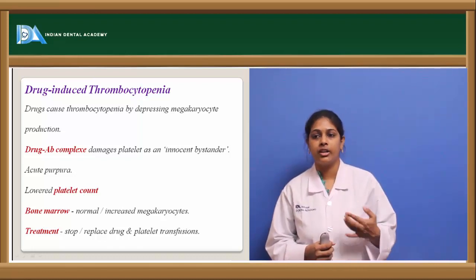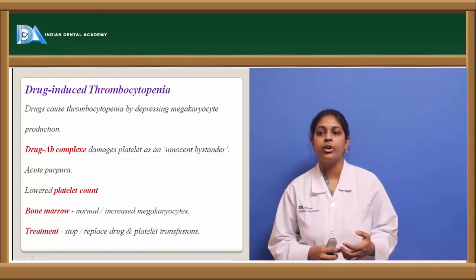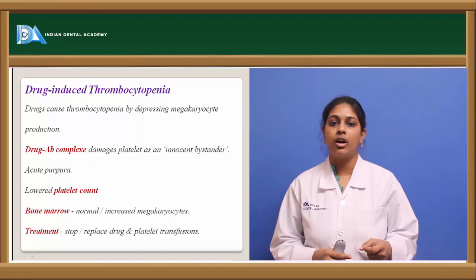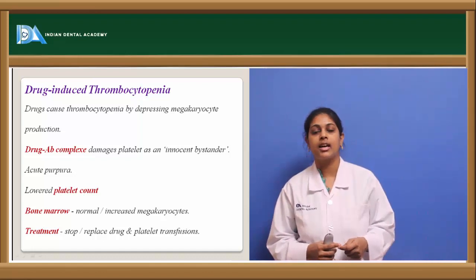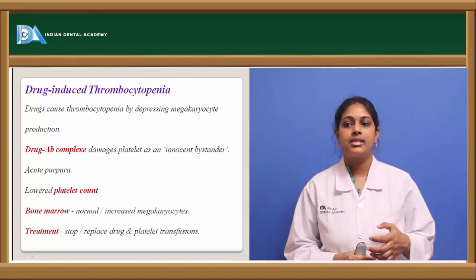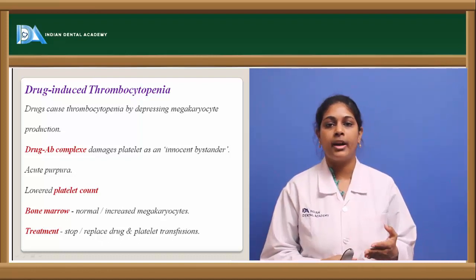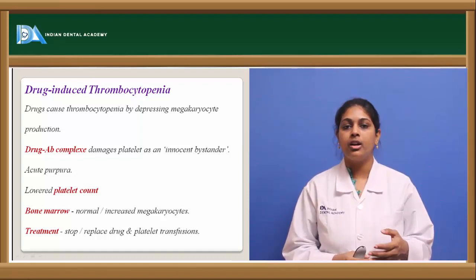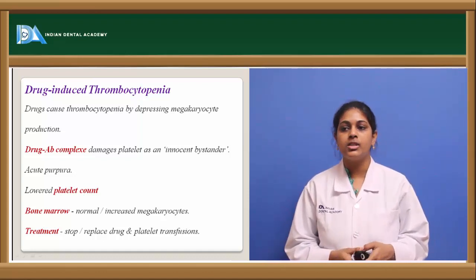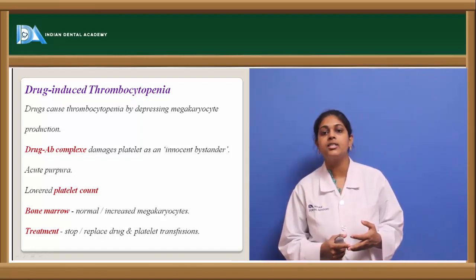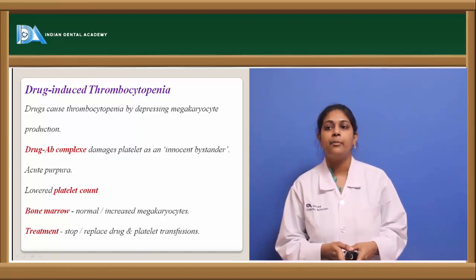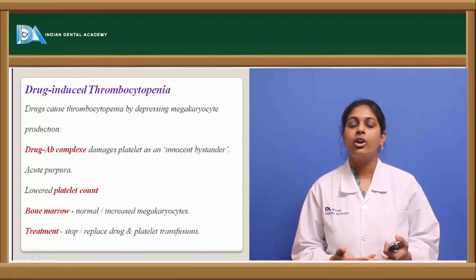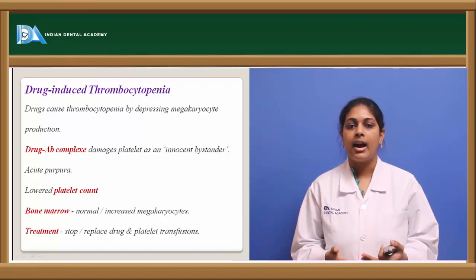Among the clinical features is the formation of acute purpura, that is, purple or red pinpoint hemorrhagic areas seen in the skin because of the drainage of blood into the skin. The other feature is a lowered platelet count, that is, a decrease in the total number of platelets. In laboratory investigations, the bone marrow picture shows normal or increased numbers of megakaryocytes, since they are damaged at the megakaryocyte level and are not further differentiated into platelets.